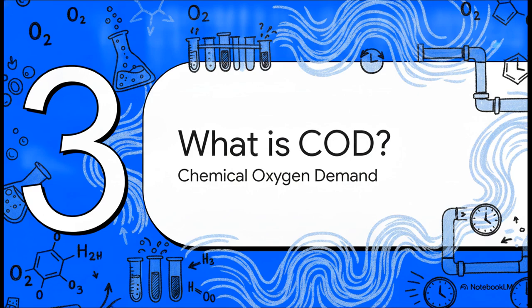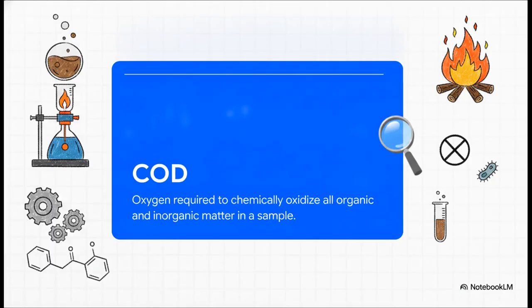Moving right along to Section 3, what is COD? Because a 5-day wait is usually just too long, engineers rely heavily on COD, or chemical oxygen demand. The big differentiator here is that COD doesn't care about live bacteria. Instead, it measures the amount of oxygen required to chemically oxidize all the oxidizable matter in a sample, organic and inorganic. So if BOD is what bacteria can eat, COD is basically what fire can burn.